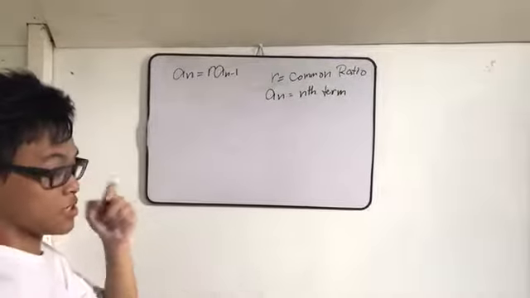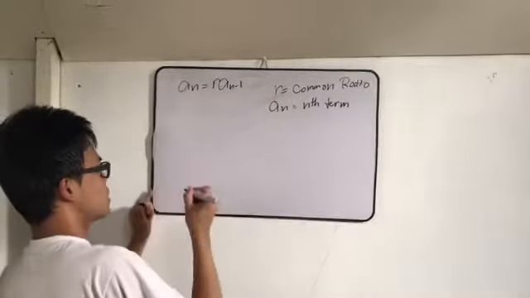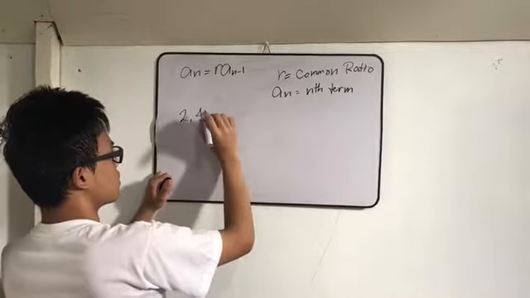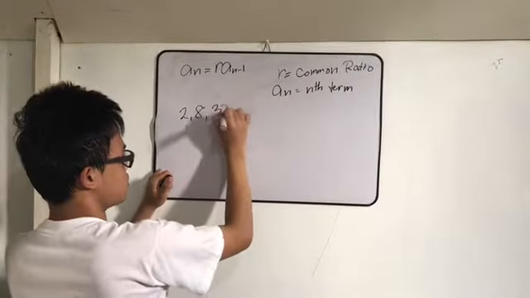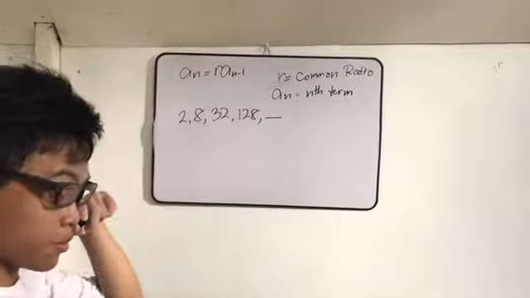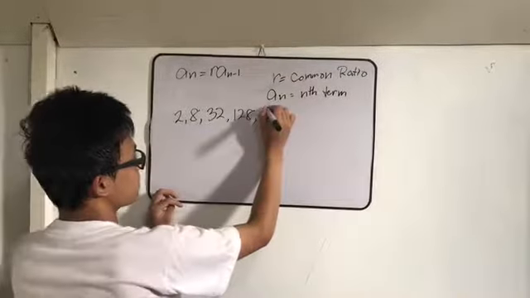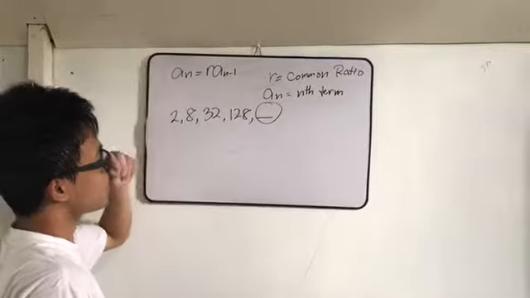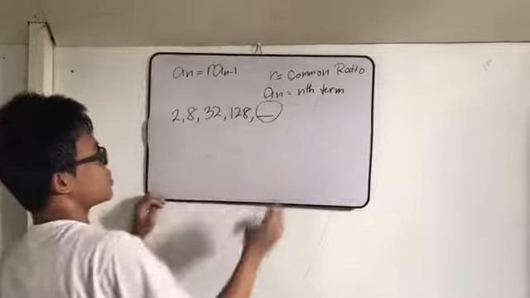So to better explain this, we're going to have an example. 2, 4, 8, 32, 128. So in this example, we're going to use the recursive formula to find the fifth term. So in this formula, we must first find the common ratio.